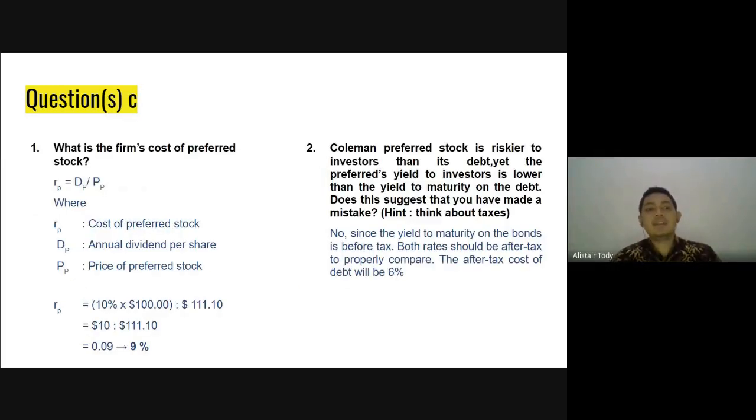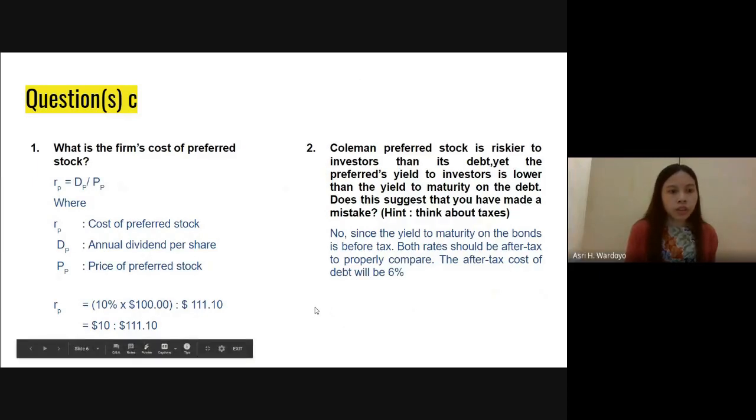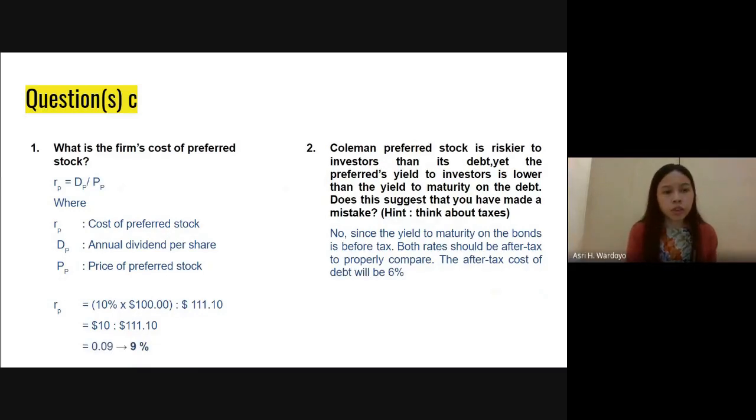And next, question C. Thank you, Al. Moving to question C. Question C1: what is the firm's cost of preferred stock? The formula is RP equals DP divided by PP, where RP is the cost of preferred stock, DP is the annual dividend per share, and PP is the price of preferred stock. From the formula, we get RP of 9%.